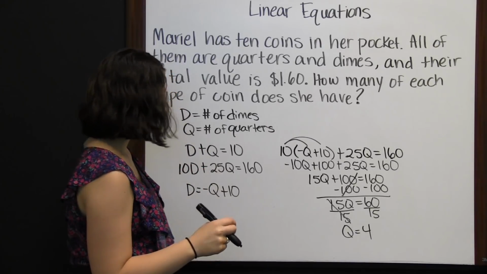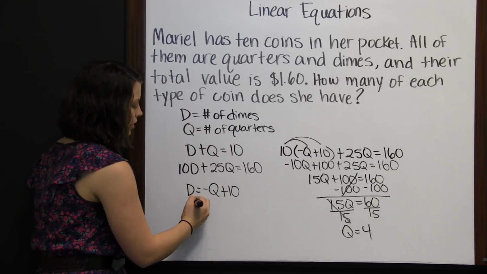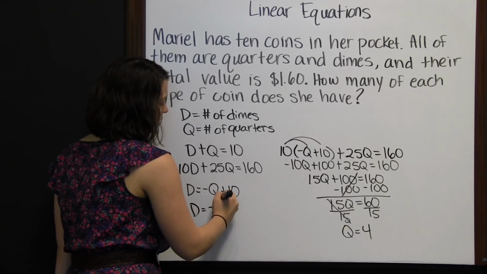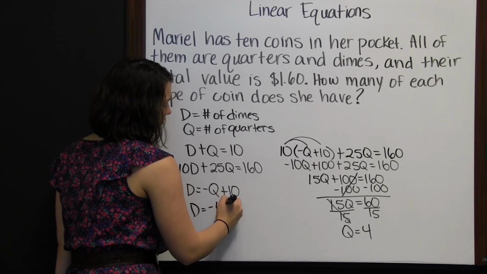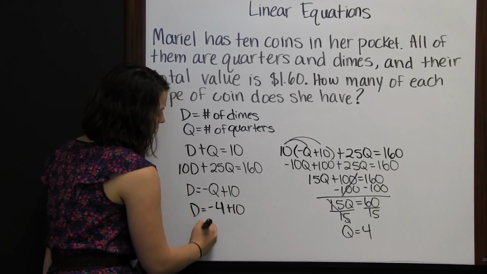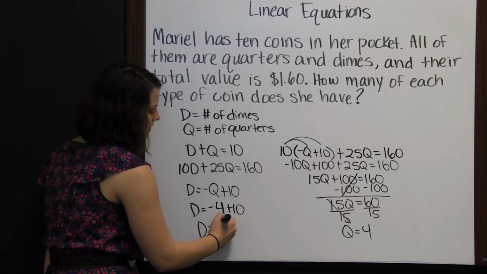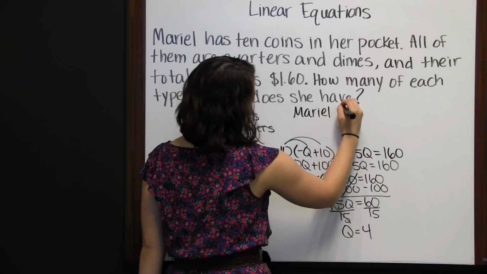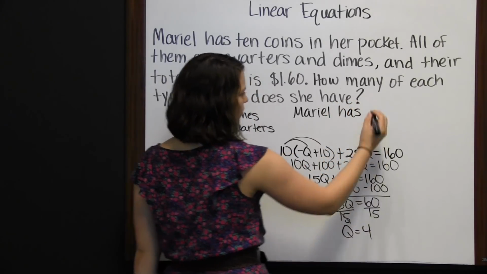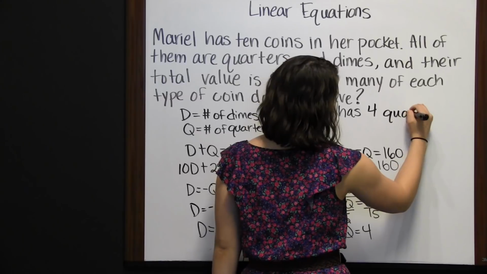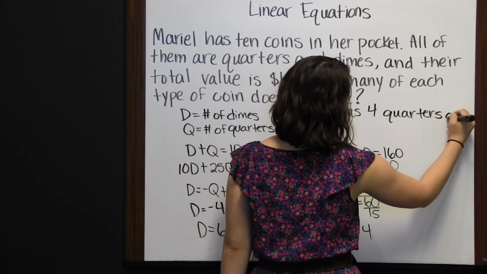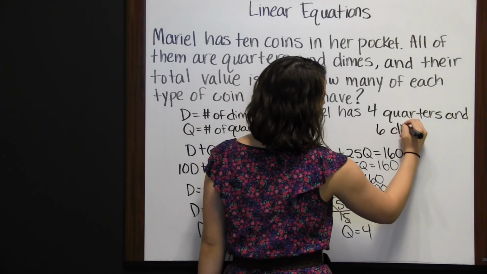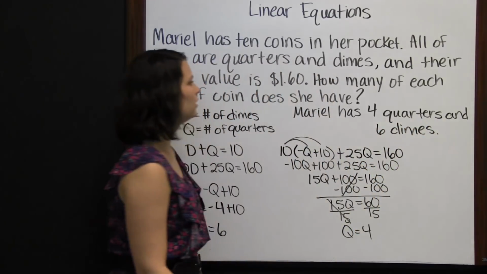So how many dimes does she have? Well, we know that her number of dimes is equal to negative Q plus 10, so negative 4 plus 10, 6. So we can say Marielle has 4 quarters and 6 dimes in her pocket.